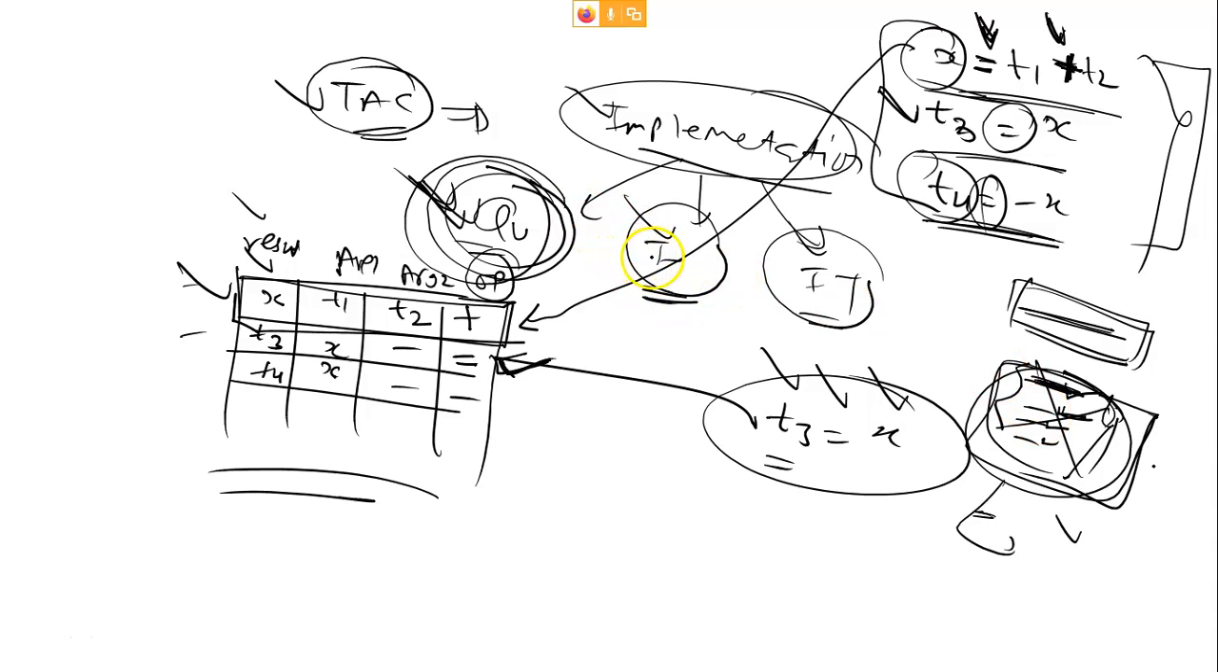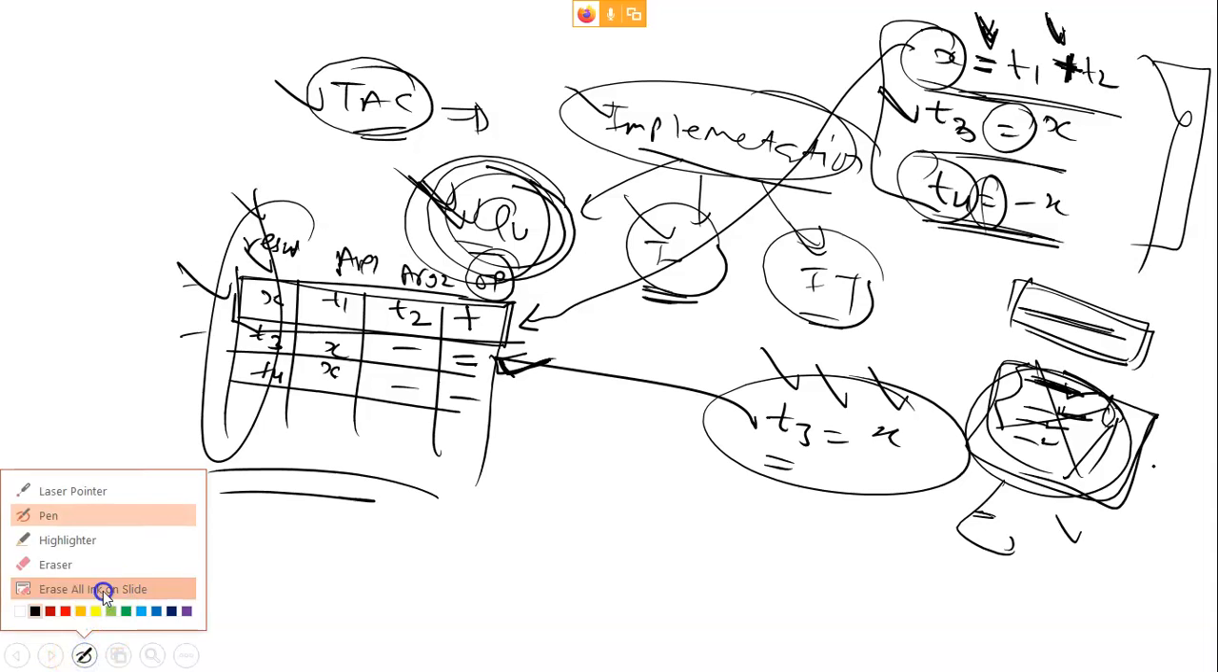This triple is actually similar to quadruple, but you can see that in the quadruple there is one redundant thing, and that redundant thing is the result. Let me tell you why this is redundant. When you have a statement like x equal to t1 plus t2, you already know that this is a three address code.